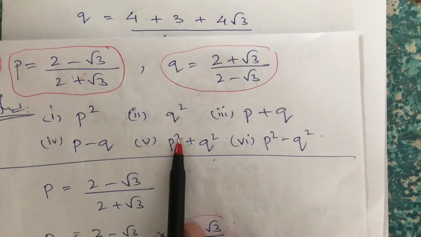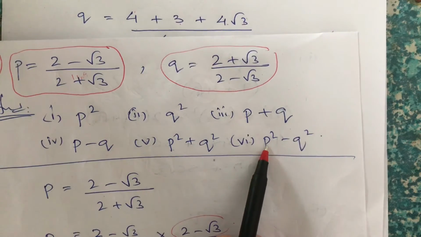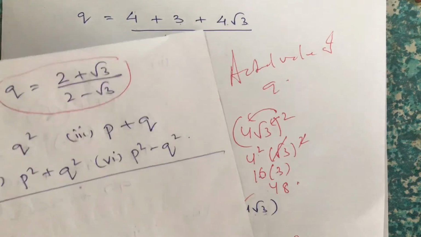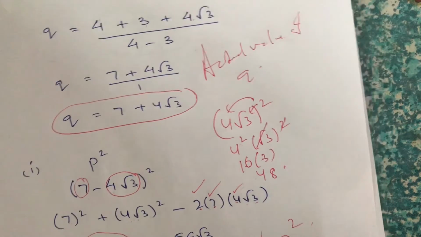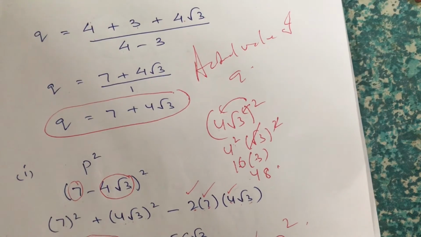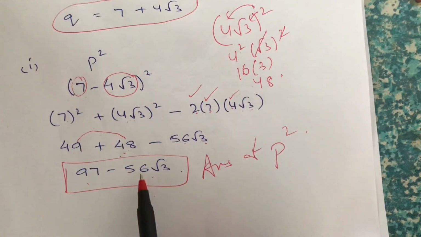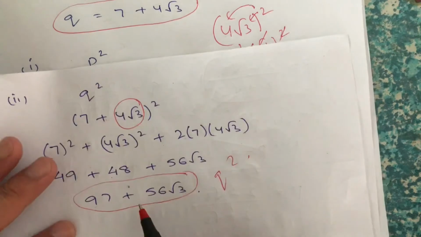Okay. The fifth question is p squared plus q squared, and the sixth question was p squared minus q squared. One is a plus, one is a minus. So now we already have the answer of p squared, we have p squared as this much, and we have q squared as this much.